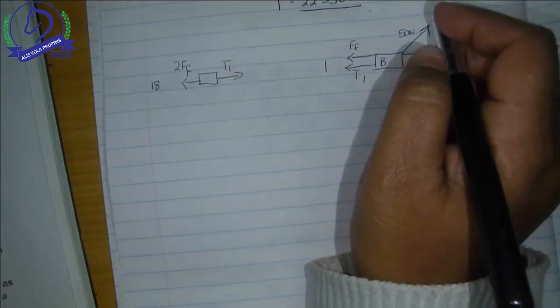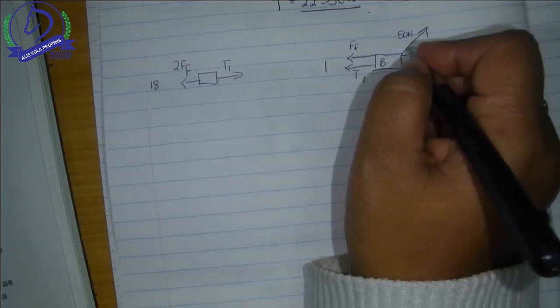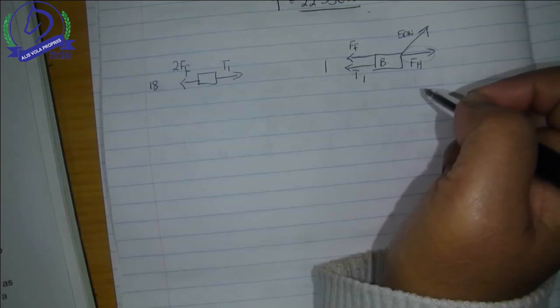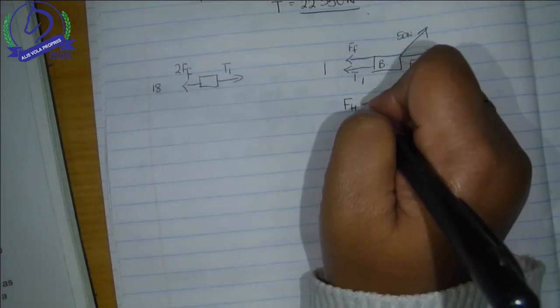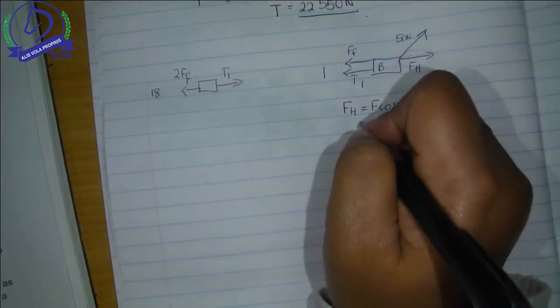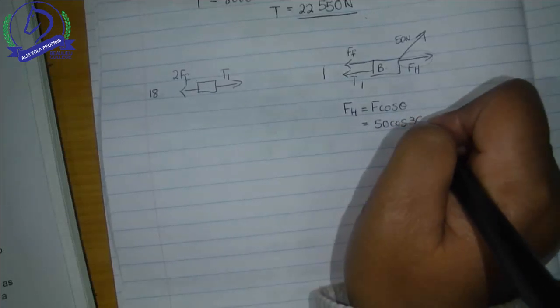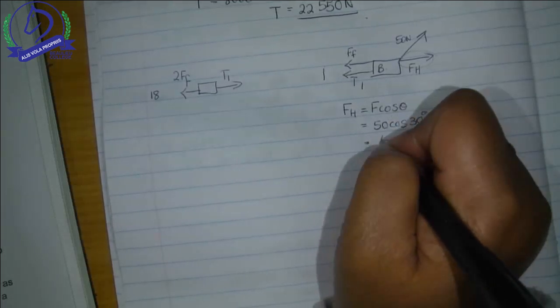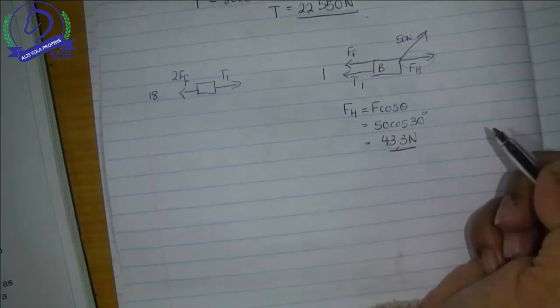Okay, so I can work out my horizontal component, which is that value there. FH is equal to F cos theta, so it's equal to 50 cos 30 degrees, and I get that to equal 43,3 newtons.